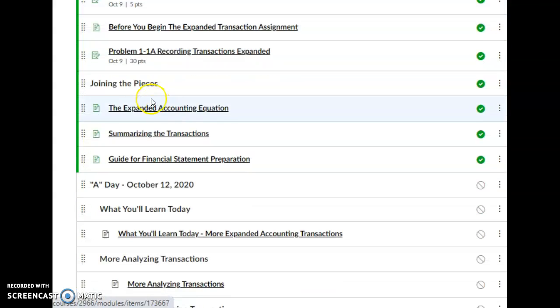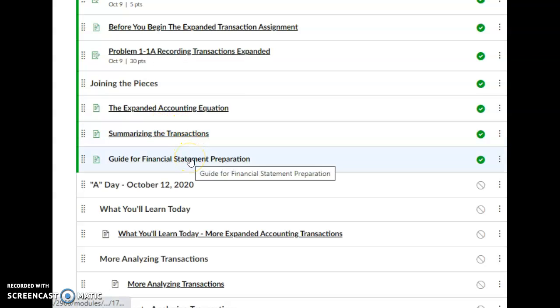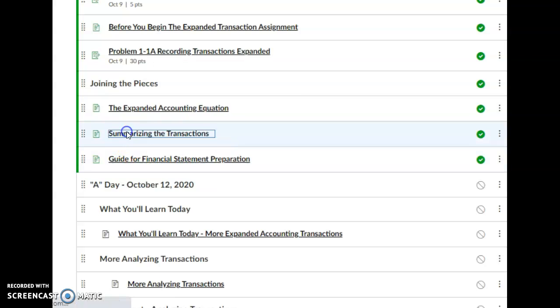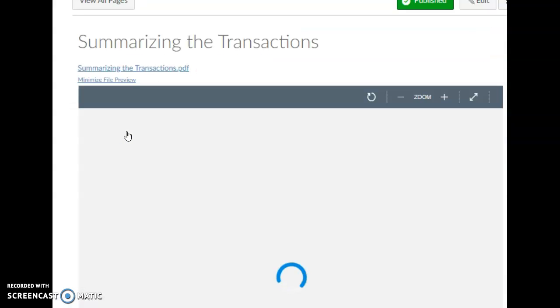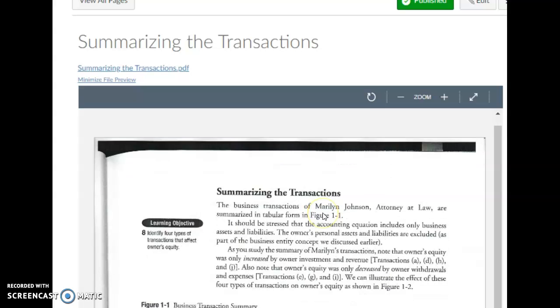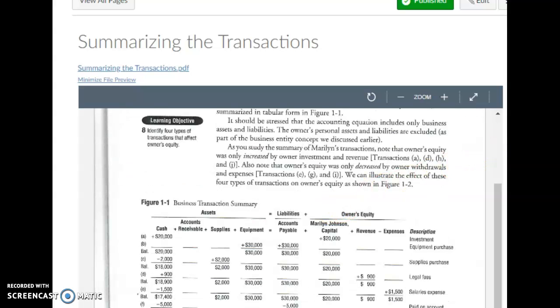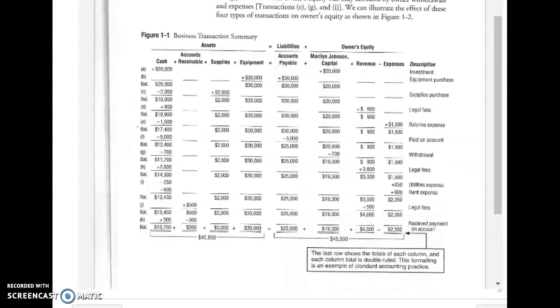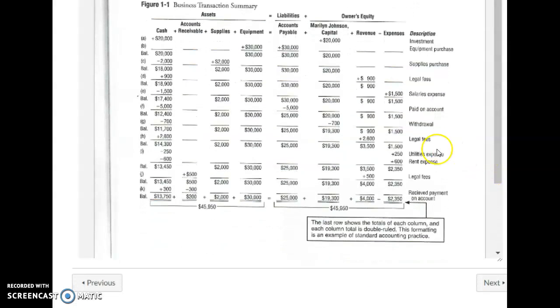Also, you have a title here called Joining the Pieces, and it has some very good reference information for what we have been doing in the last few days. In particular, I want to look at summarizing the transactions, because this is very similar to the problem that you're going to be doing today. And this is from your textbook, but I just copied a page so you could have it to be able to look at it quickly.